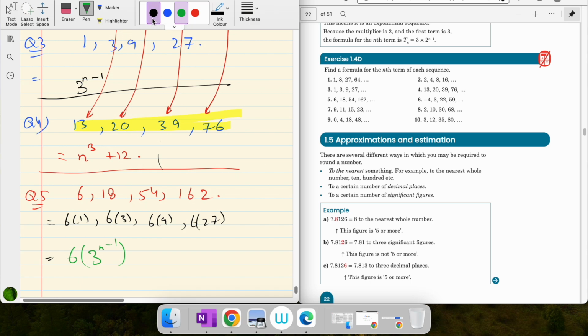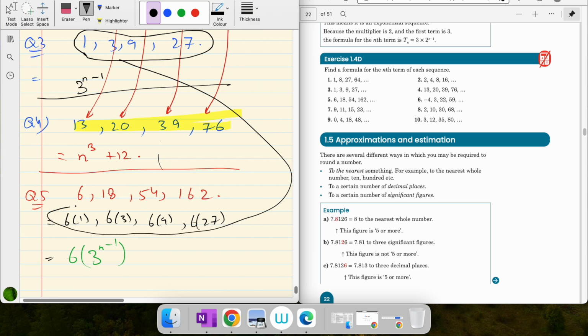Let's compare with this term. 1, 3, 9, 27. This was 3 raised to power something. So in order to get 1, we had to write 3 raised to power n minus 1.